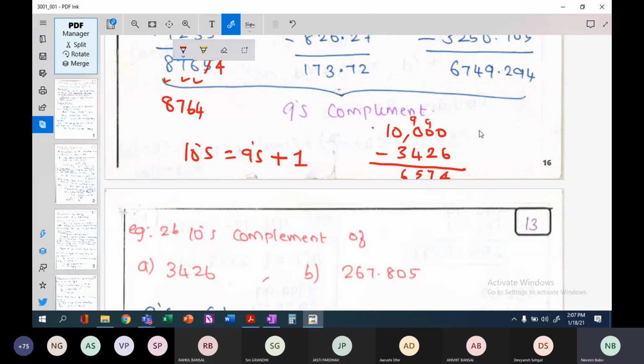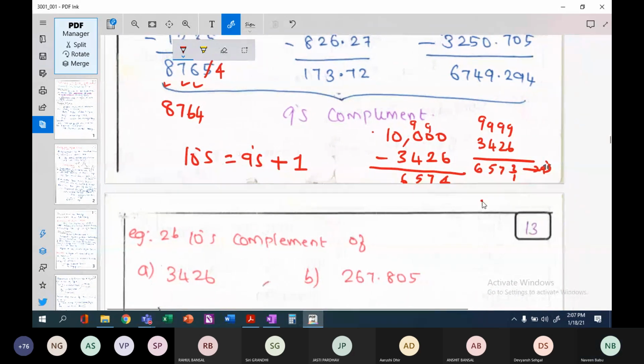How it is going to be simpler is, what is 9's complement of 3, 4, 2, 6? All we need to do is subtract from 9999. So 3, 4, 2, 6. When you subtract, it is straightforward, right? So it is 6, 5, 7, and then 3, right? And then you have taken, so this is the 9's complement form. You add 1 to it. When you add 1 to it, it is 6, 5, 7, 4. It is the same answer.